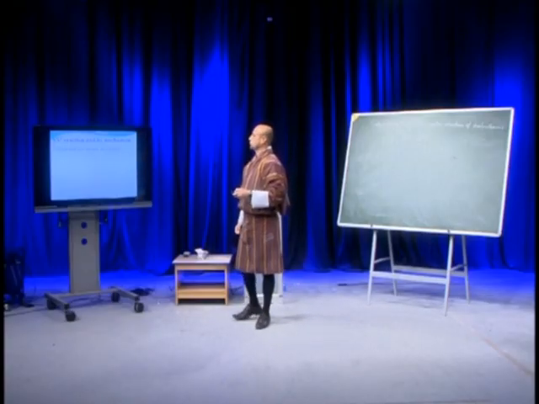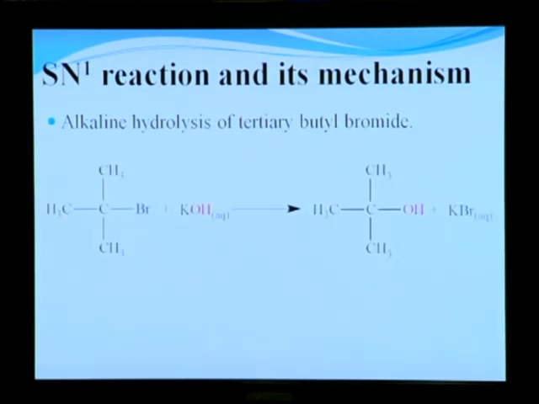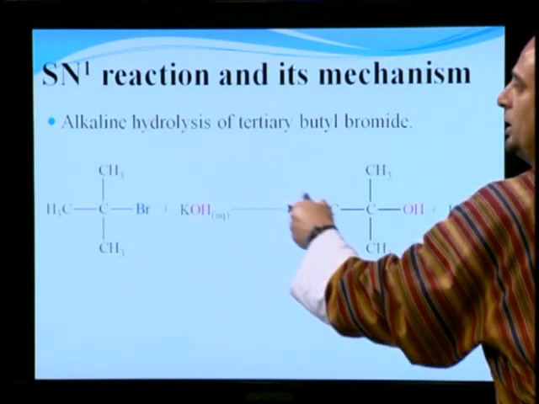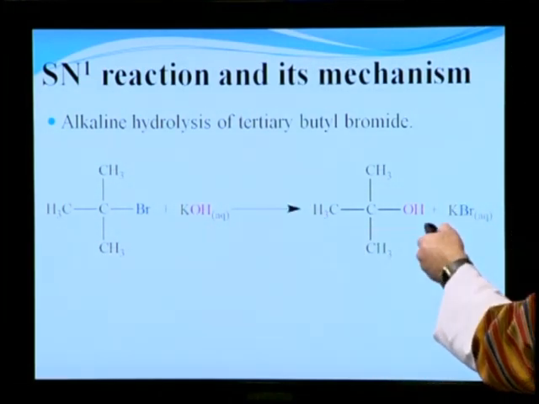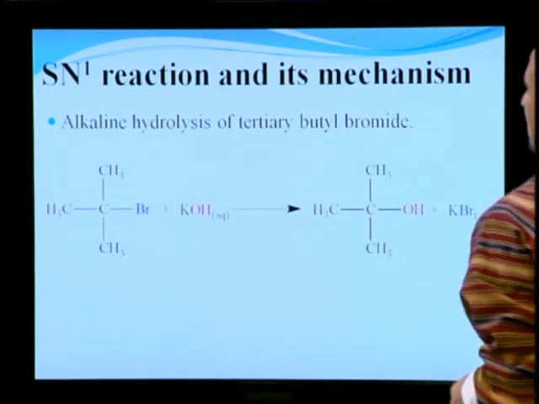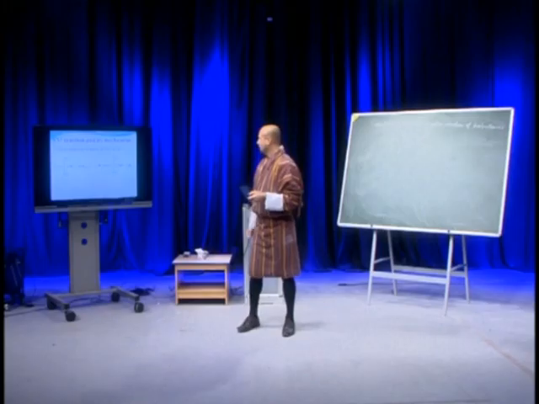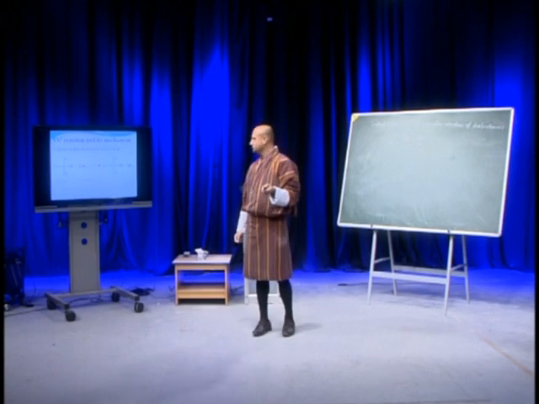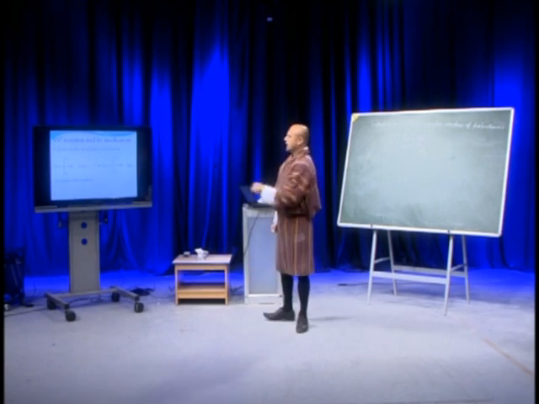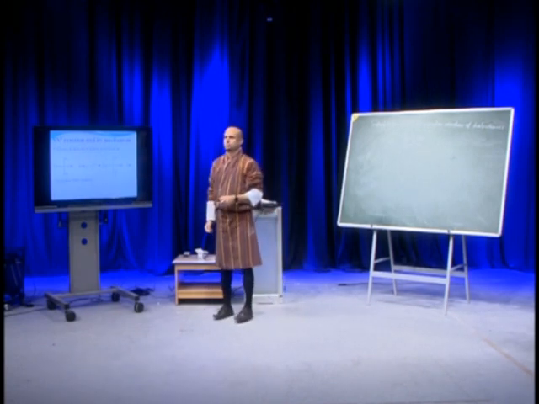And usually tertiary butyl halide undergoes this type of reactions. As you can see here, we have nucleophile here. This OH is a nucleophile. It goes there and substitutes bromine from there, resulting in the formation of alcohol, tertiary butyl alcohol, and KBr, potassium bromide.